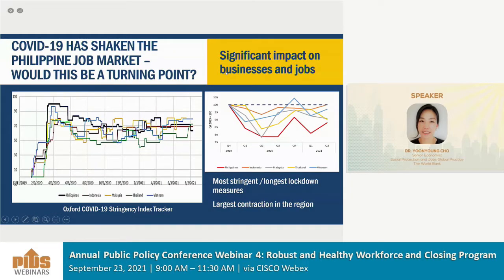But then we experienced the COVID-19 pandemic. As you are all aware, COVID-19 has shaken the Philippine jobs market massively. Would this be a turning point? If you compare with other countries, you can see from the left side graph that the Philippines has used more stringent lockdown measures compared to other countries in the region. As a result, the Philippines experienced a deeper contraction compared to the neighboring countries.